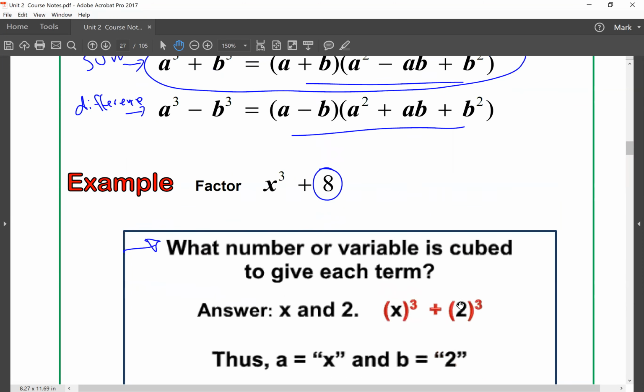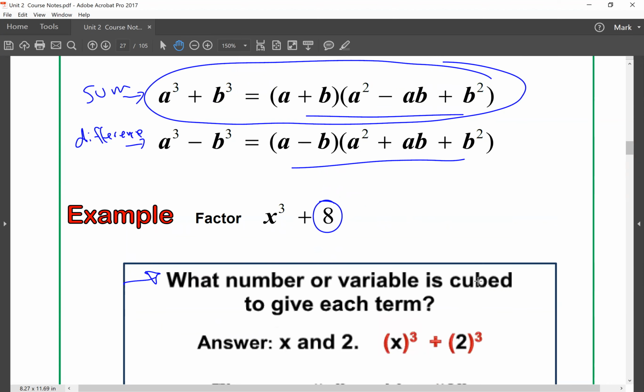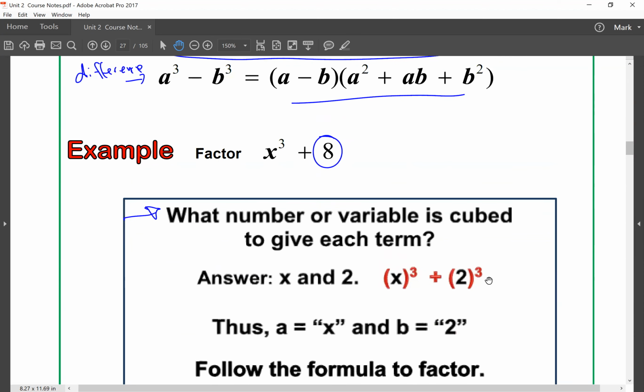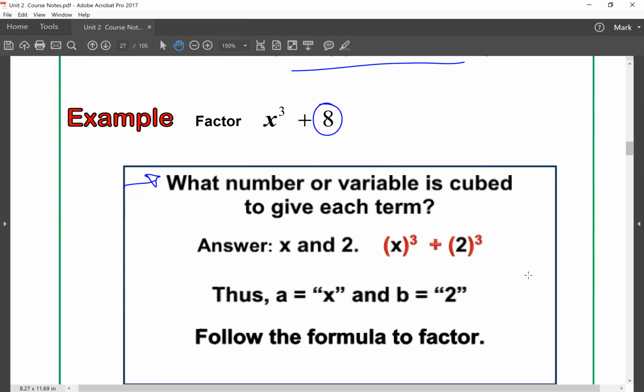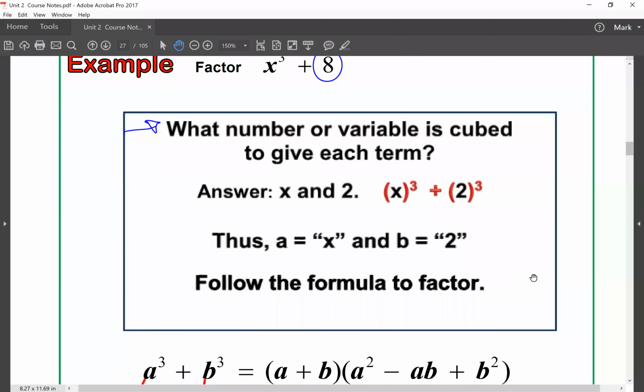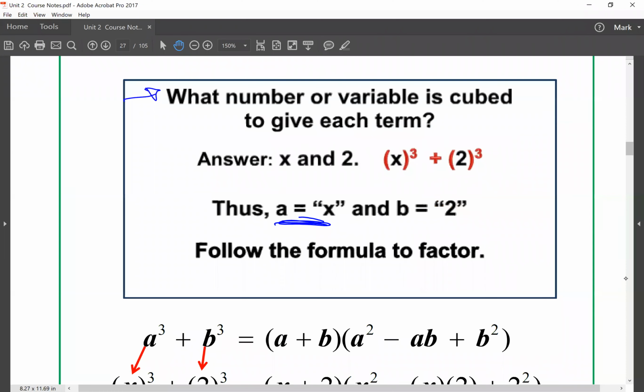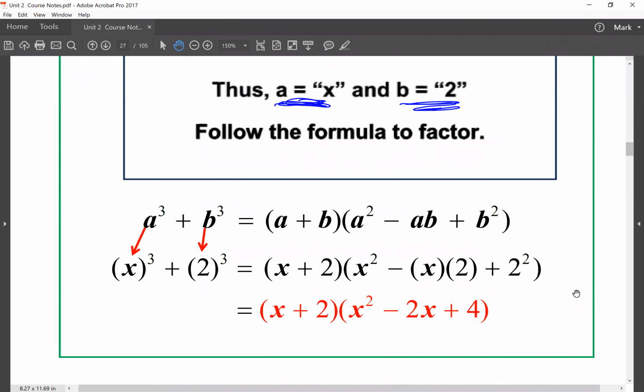So x cubed, that's very easy. 8, I'm going to rewrite that as 2 to the power of 3. So in my formula, a is x and b is 2. Then I literally just plug, I say this word a lot, plug, I mean, put these numbers into the formula and voila, you are done.